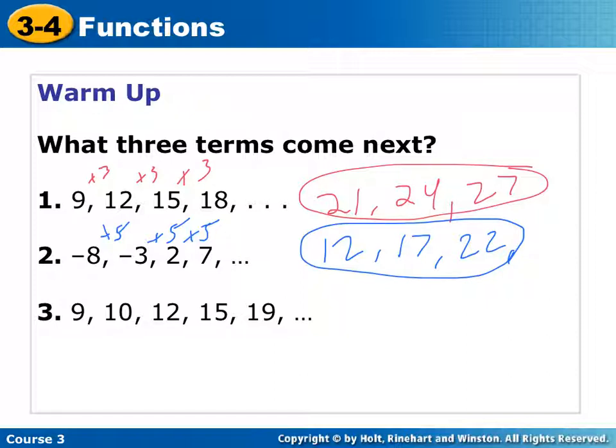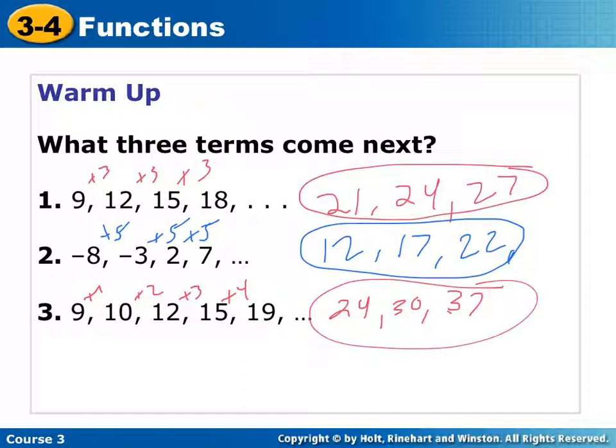The last one's a little tricky. How is the last one a little tricky? Well, you add 1 here, add 2 here, add 3 here, which means I add 4 here. Next one is going to be add 5, so at 24, then add 6, 30, and add 7 to get 37. 24, 30, 37. Okay? So that's what we're going to be talking about with the next 3 terms.